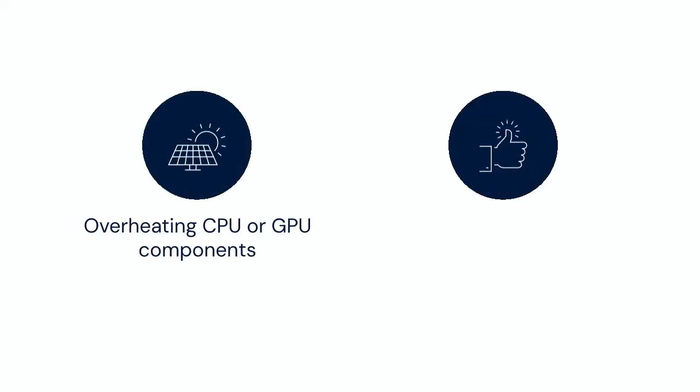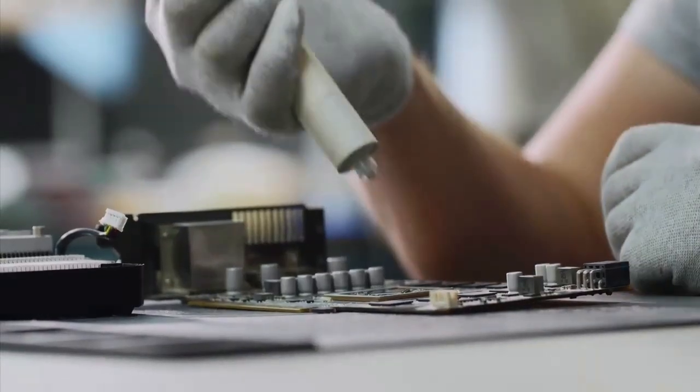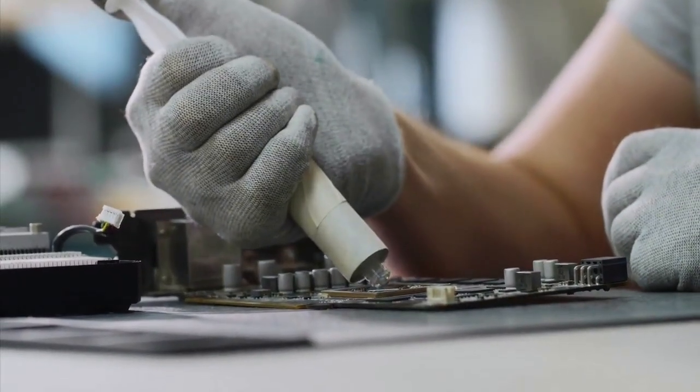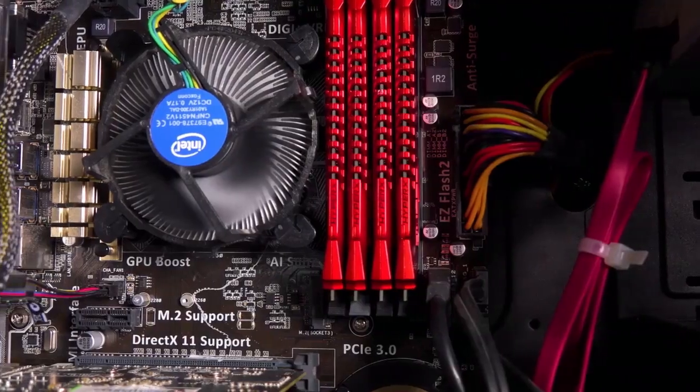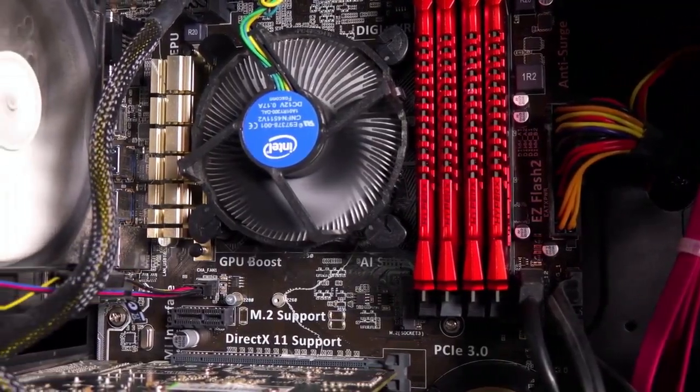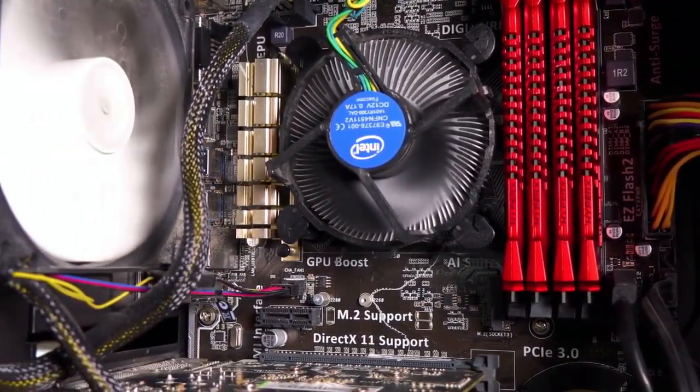Finally, monitor your computer's temperature. Overheating CPU or GPU components can cause your system to become unstable and lead to crashes. Use monitoring software to check temperatures during Blender use. Ensure your computer's fans and vents are clean and unobstructed to allow for proper airflow.